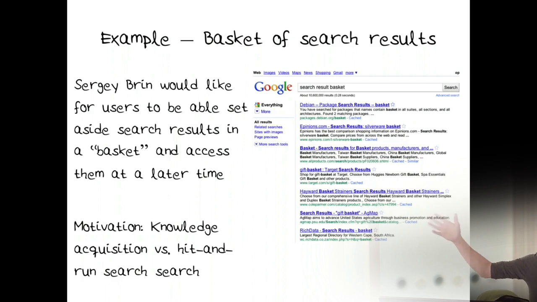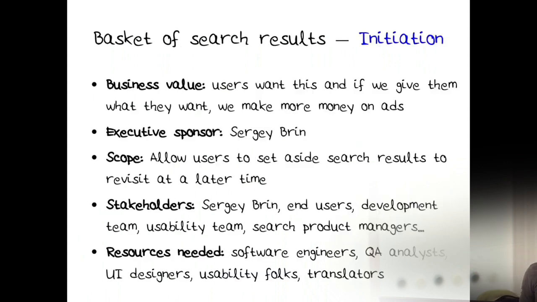Anyway, so that's kind of my fake background to Sergey Brin's request here for a basket of search results. So we're going to go through this as a project, given the four different steps. So, initiation: what's the business value? Well, Sergey says that users want this, and if we give them what they want, we make more money on ads. And guess what?